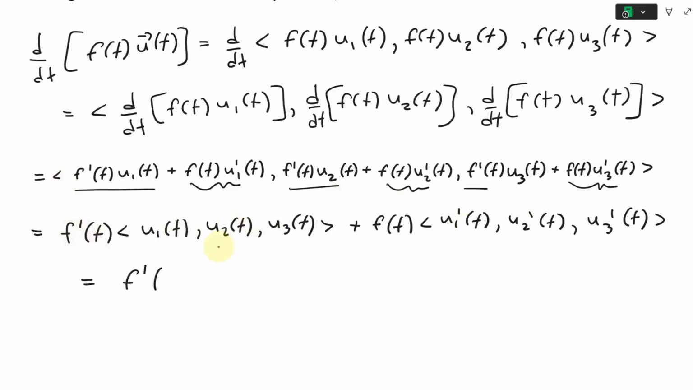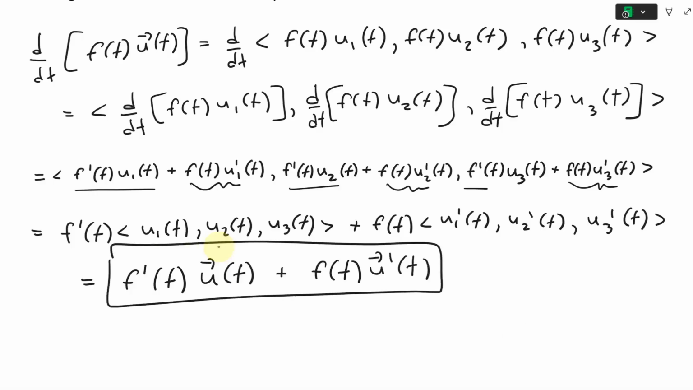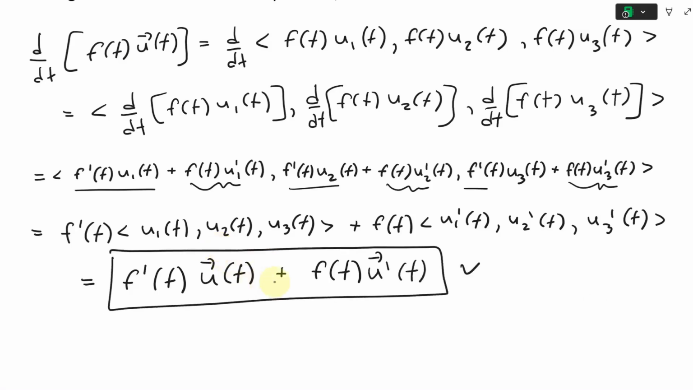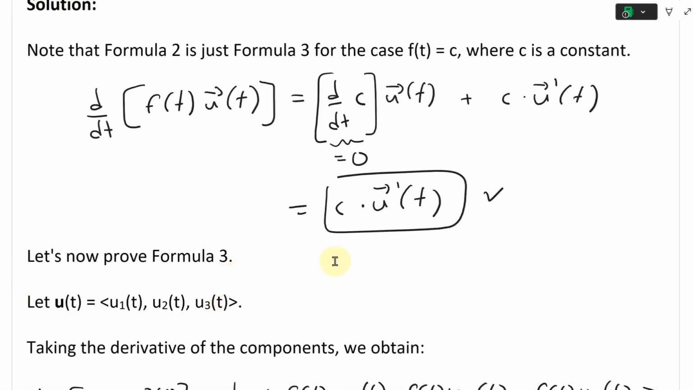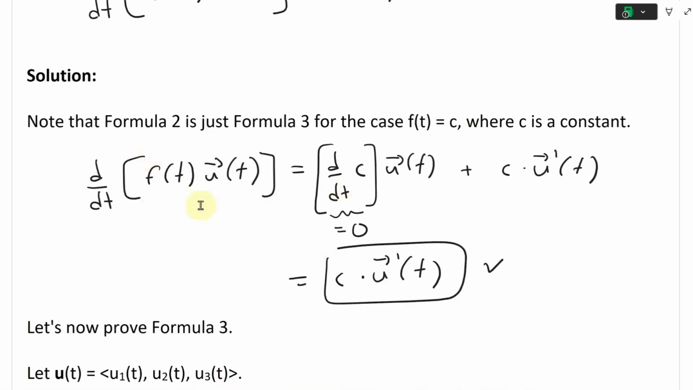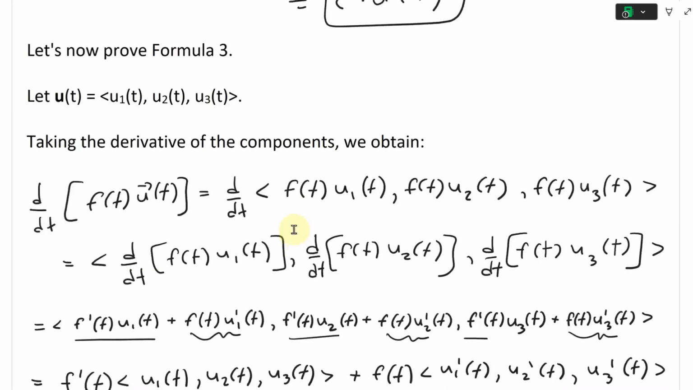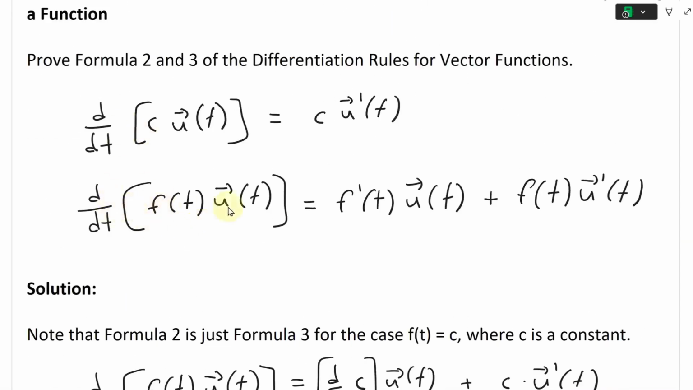This is going to be f prime of t multiplied by u(t), the regular vector function, and now plus f(t) times u prime of t, the derivative of the vector function. So there it is. Again, we just proved it, just the basic product rule counterpart for vector functions. And I'll put a check mark right here. This is exactly what we had, and this automatically proves formula 2, because that's just based on formula 3.